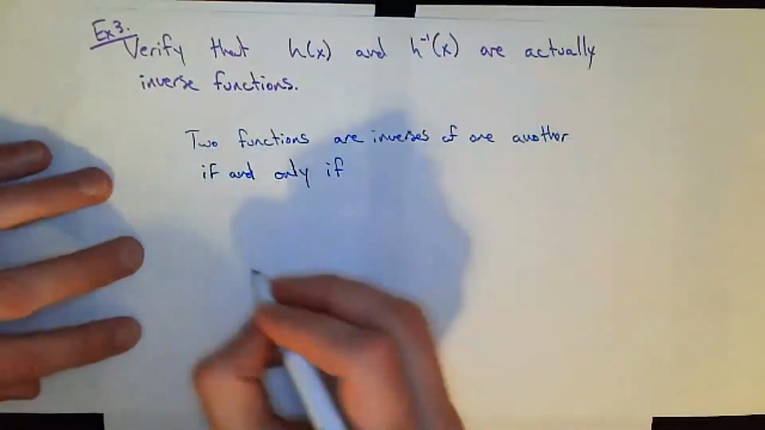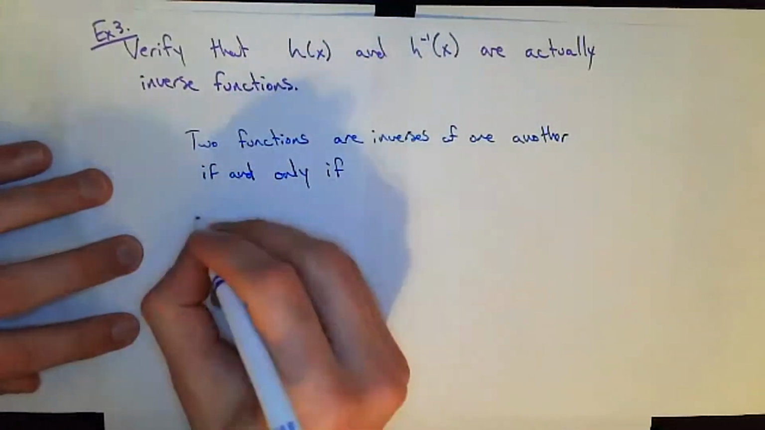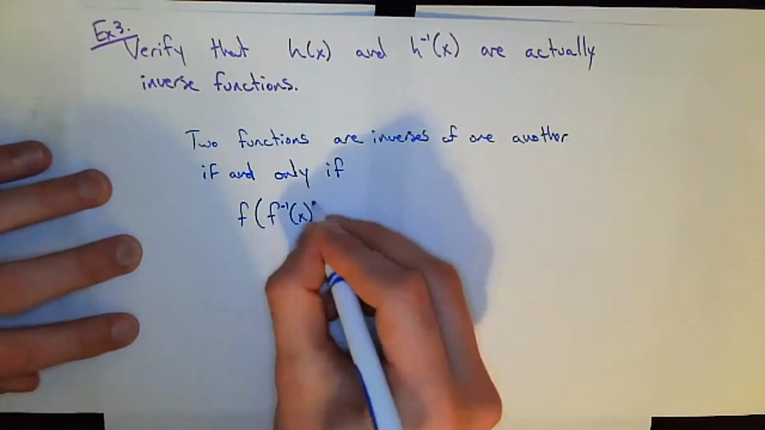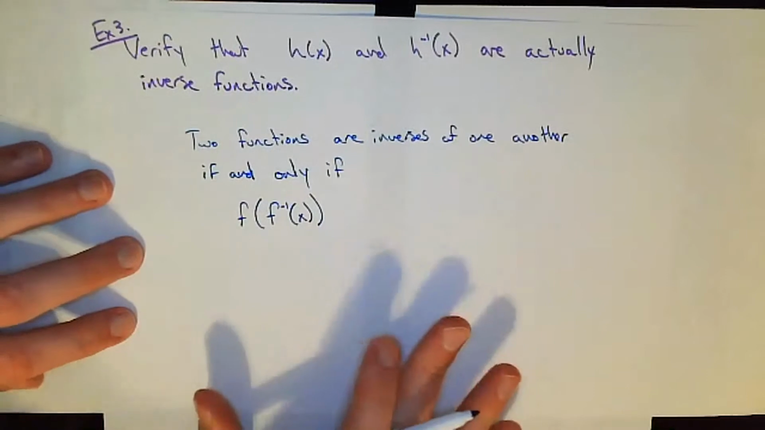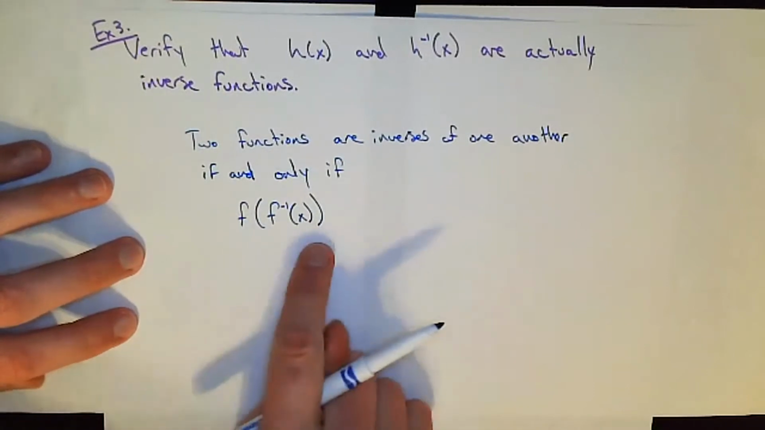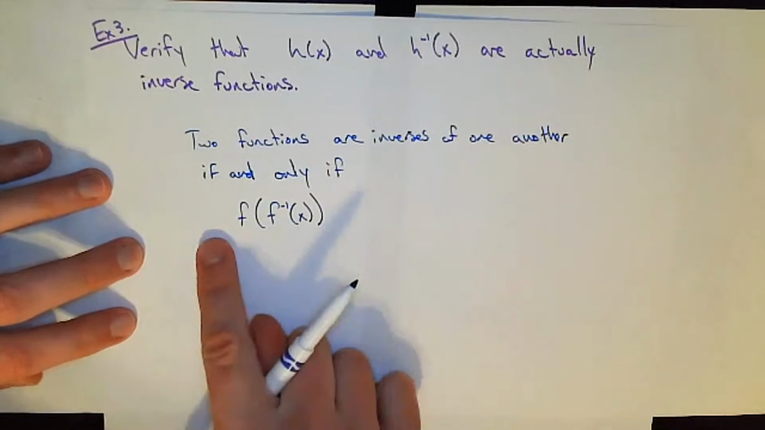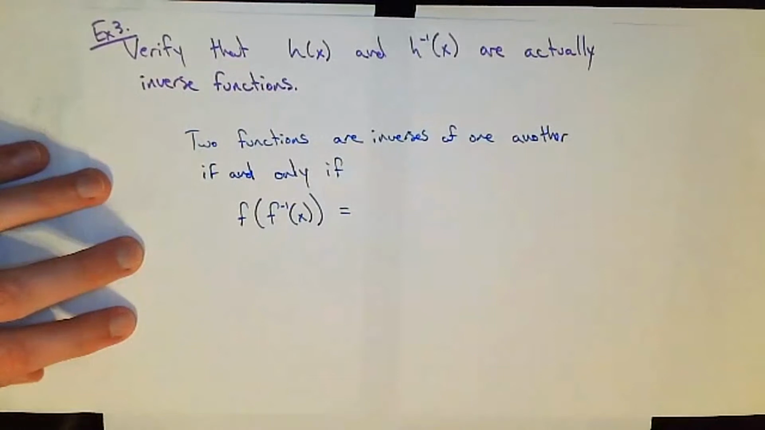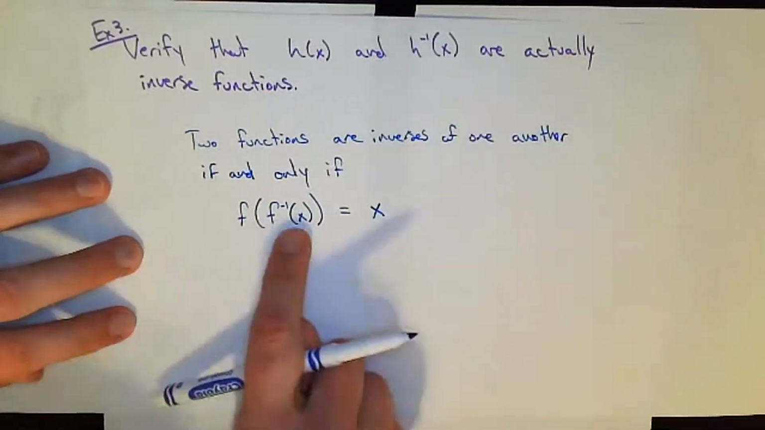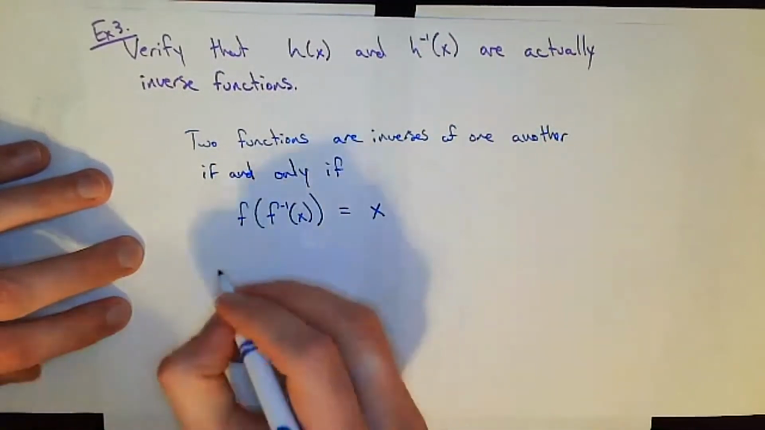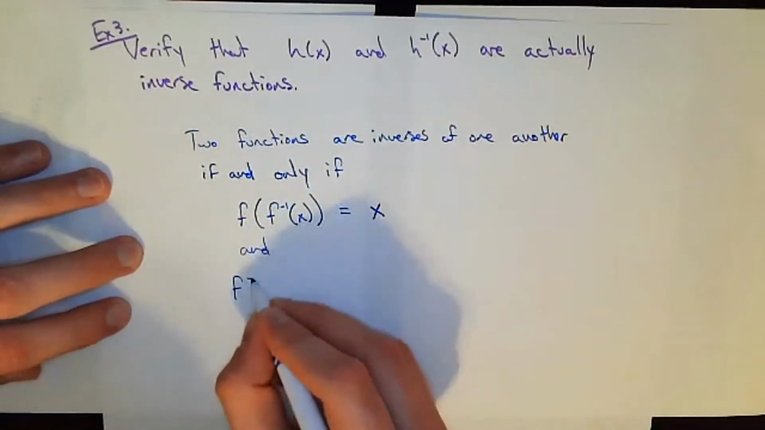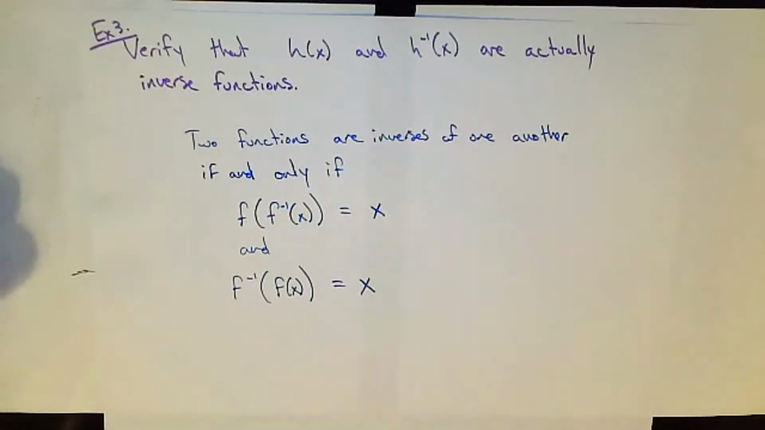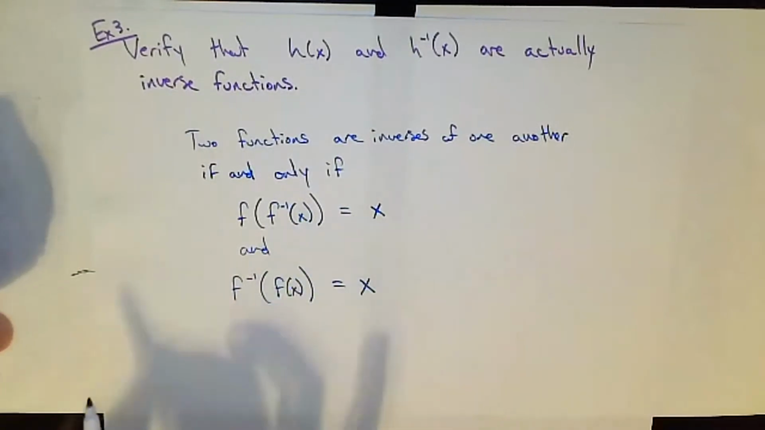If and only if, two things. f of f inverse of x. Okay, so what am I doing here? Remember from 2.7, this is composition of two functions, plugging one function into the other. So I'm plugging the inverse into the other function. What should happen? It should just spit out whatever the input was there. And the opposite: plug the original function into the inverse, and it should just spit out that x value, whatever got plugged in originally.